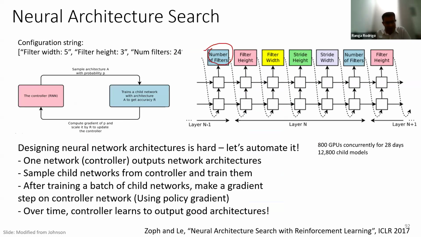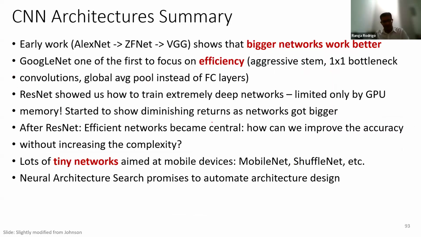They had number of filters, filter height, filter width, this convolution filter size, stride height, stride width. These parameters they were able to tune using another network. This child network was tuned using another network. So this is called NAS, neural architecture search. So that came up with very powerful networks.